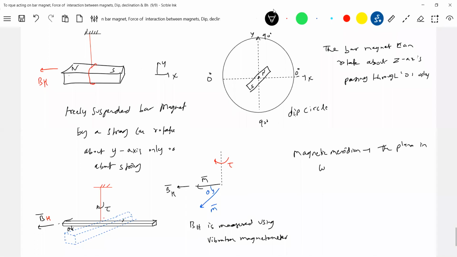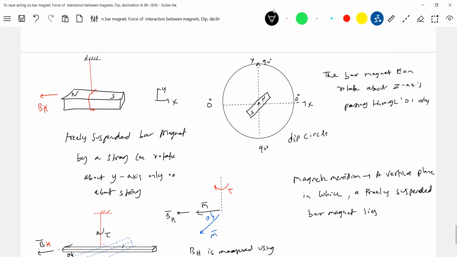The plane in which a freely suspended magnet lies, a vertical plane. This is called the magnetic meridian.